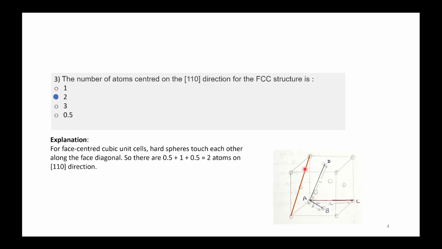So from this face diagonal, when you take this, we can see that one atom which is at the corner will be half. So half will be counted, then the middle one will be entirely on this line, so it will be 1, and 0.5 will be from the other corner. So 2 atoms will be on the direction 110. For different directions also you can calculate. For example, if it is 100, in that case it will be only 1.